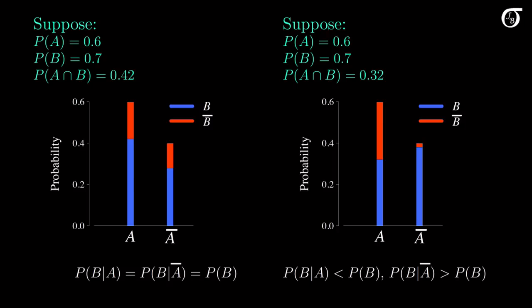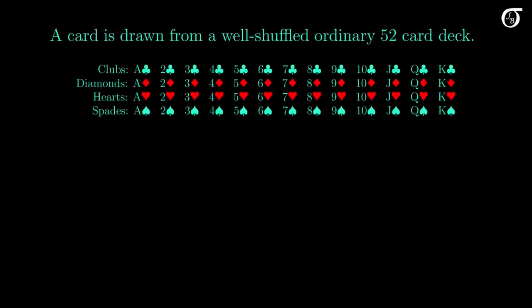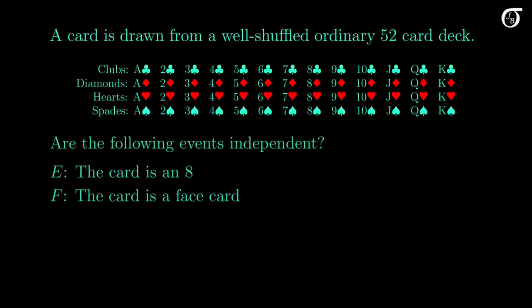With this in mind, let's look at a simple example involving playing cards. Suppose we are about to draw a card from a well-shuffled 52-card deck of playing cards. Here are the 52 sample points, the ranks ace through king for each of the 4 suits. If the deck is well shuffled and the card is being drawn fairly, then it's reasonable to consider these 52 sample points equally likely. And consider the events the card is an 8 and the card is a face card. Are these events independent? In case you don't know, the face cards are the jacks, queens, and kings, the three right columns in the table of cards. What do you think?